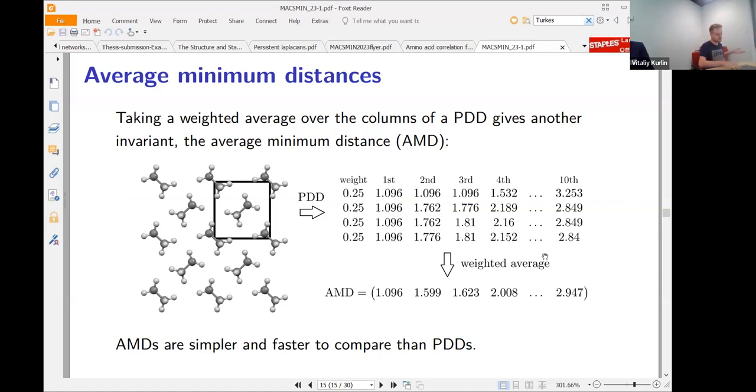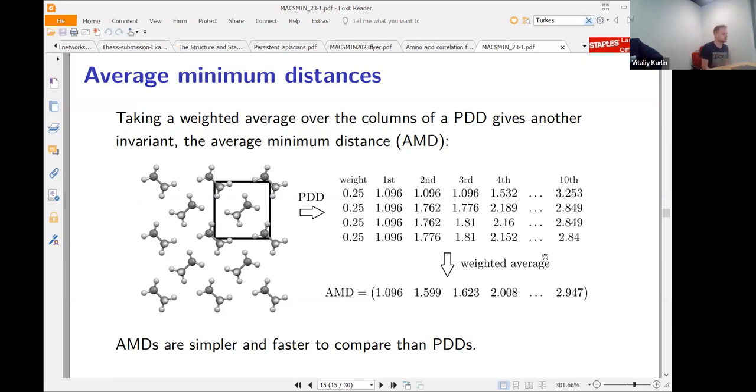What's AMD then? We just introduced this PDD, which is its own invariant. You take this average, you get another invariant, but this one's a vector instead of a matrix, and it's much faster to compare these. It has the same sort of properties, not the same completeness properties, but continuity and invariance. Actually, we're going to be talking about AMDs from now on, not PDDs. Both of them are invariants. The AMD is somewhat bizarre: it's basically the average distance to the kth neighbor over a unit cell.